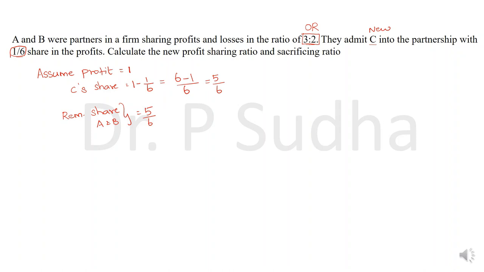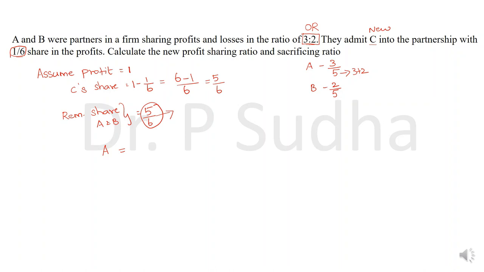This 5/6 will be shared between A and B in their old ratio. Based on their old ratio, they will share this 5/6. So how to calculate that? We will calculate for A first. I told you they will share this new proportion based on their old ratio. What is the old ratio? For A, the old ratio is 3/5, and for B, the old ratio is 2/5. How did I get this 5? This is nothing but 3 plus 2.